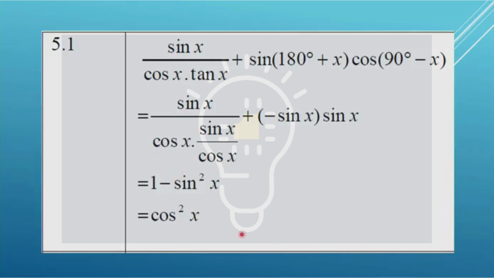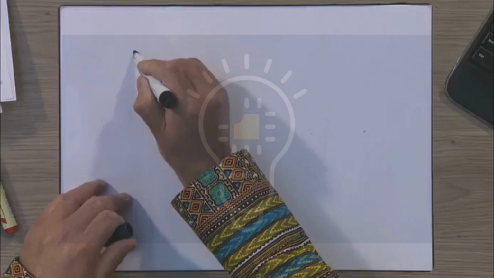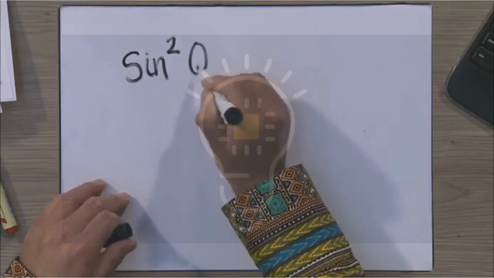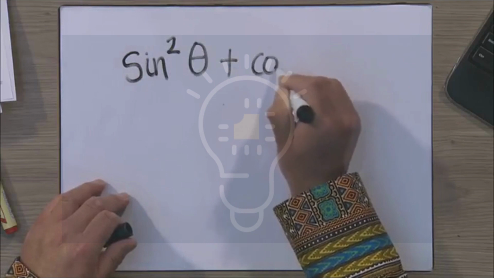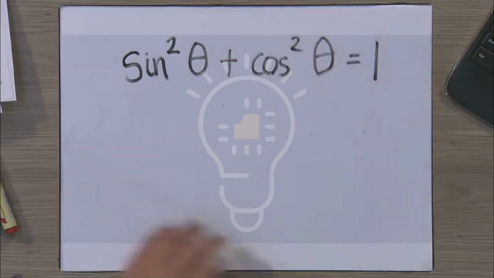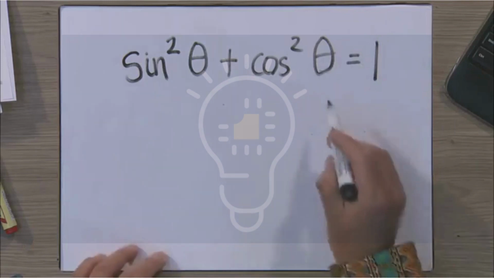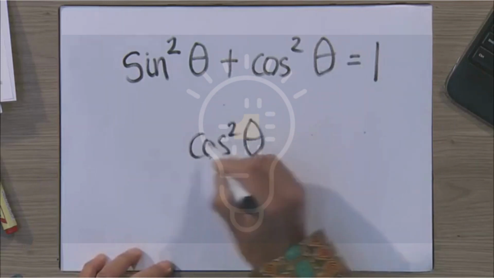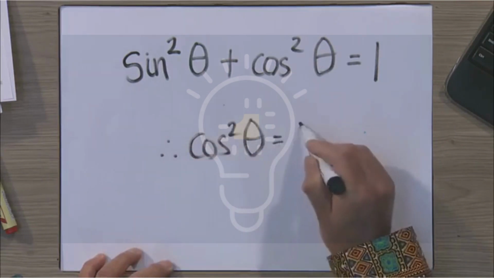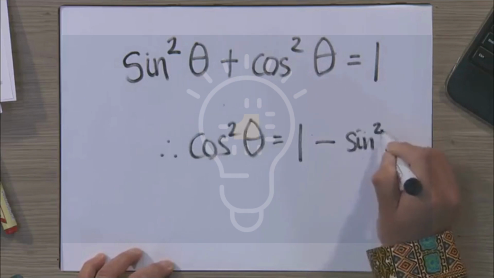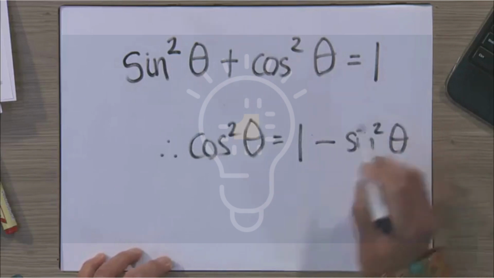You may say, so where does that come from? Well, you may remember the following identity from grade 10. Sine squared theta plus cosine squared theta is equal to 1. Right? So if we have to make cosine squared theta the subject of our formula, that's going to equal 1 take over minus sine squared theta. And that's what we have on our screen.